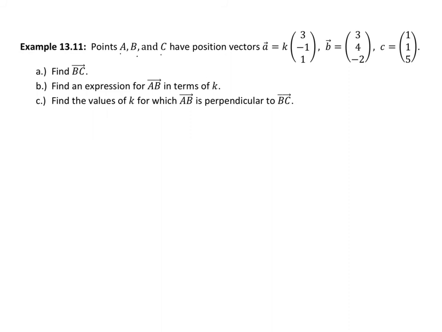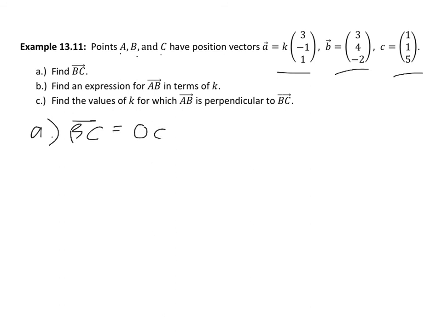So points A, B, and C have position vectors of these vectors. Part A is to find vector BC. Now this should be review. This should be straightforward, right? How am I going to find BC?